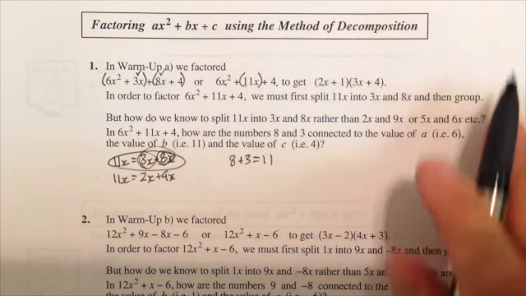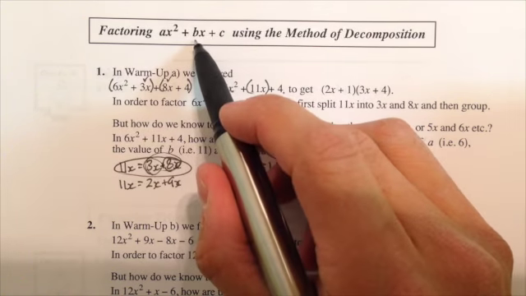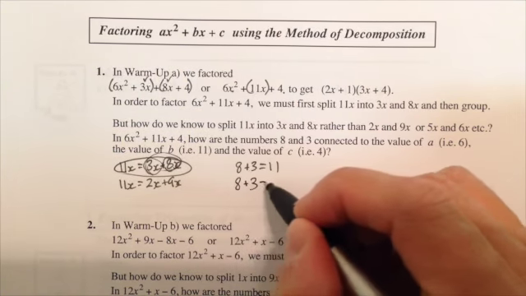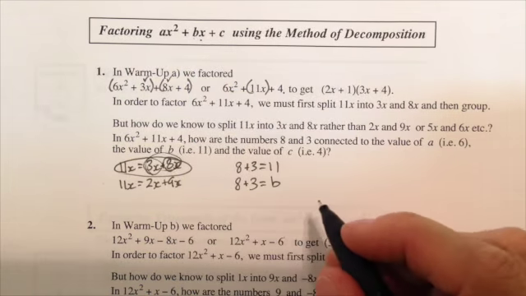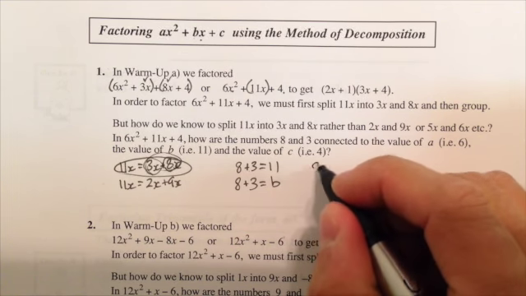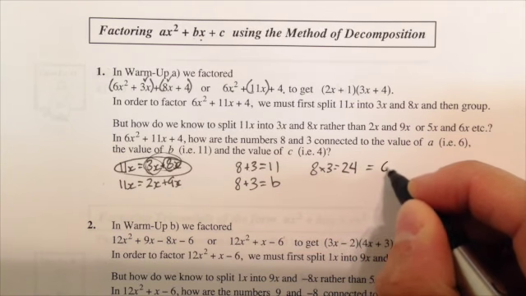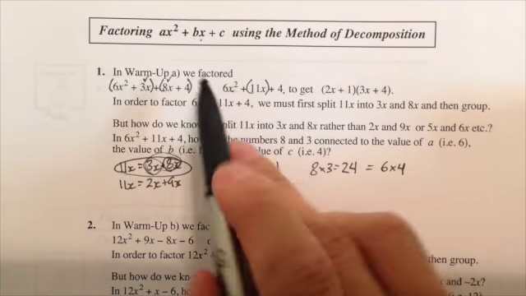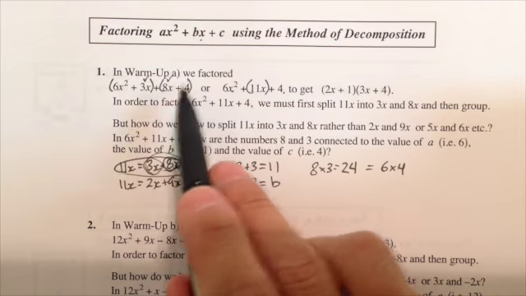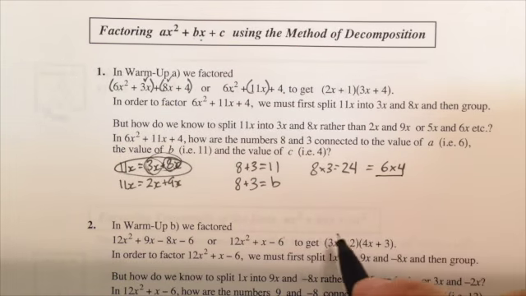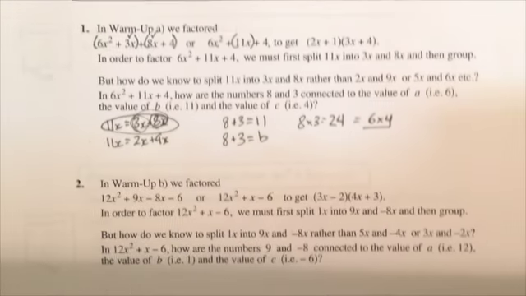Or in our long form, 8 plus 3 is equal to b, b standing for the middle term of our trinomial. Alright? And so then if we were to multiply 8 times 3, we're going to get 24, which is the same thing as 6 times 4, or a times c, in this case, a being 6 and c being 4. Alright, so that's the relationship between our numbers, and that's how we know it has to be 3 and 8. So let's look at another example.